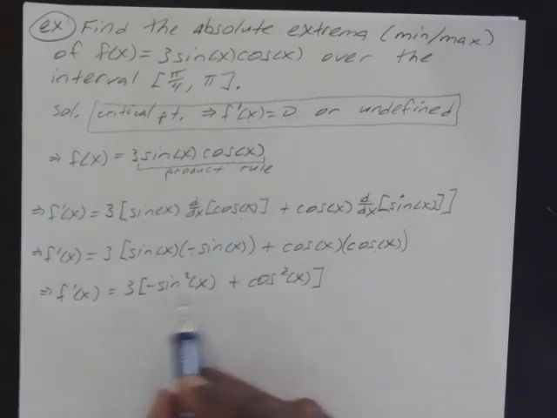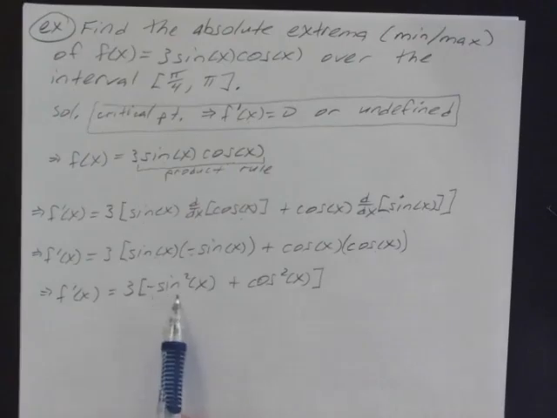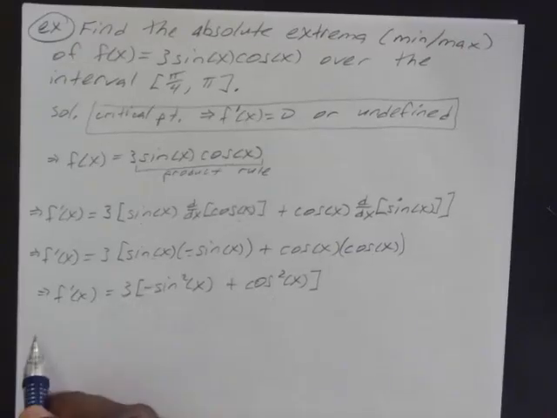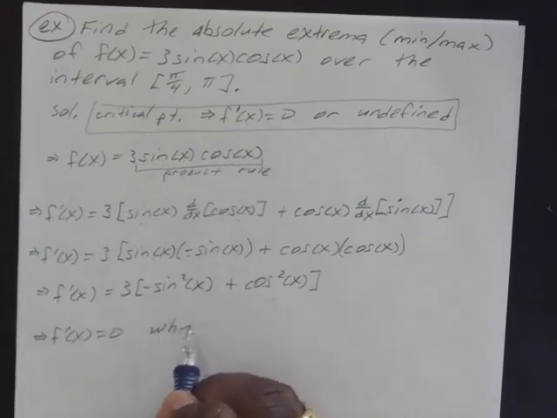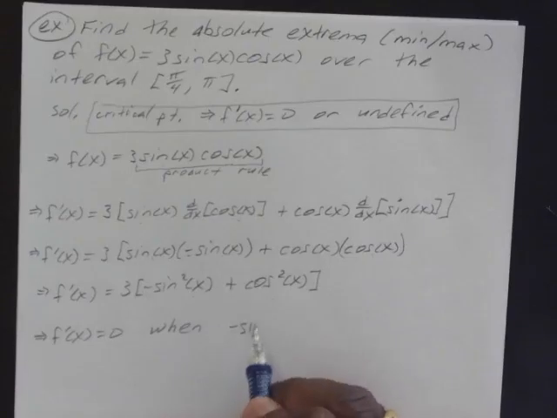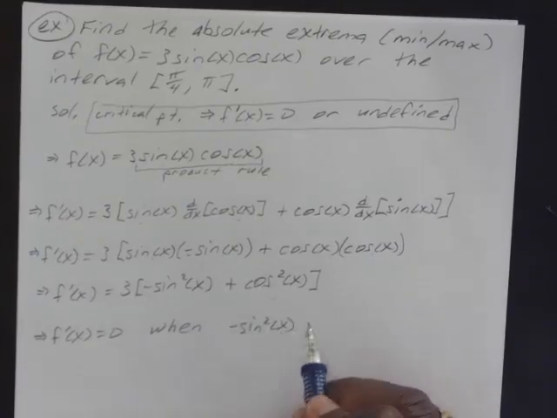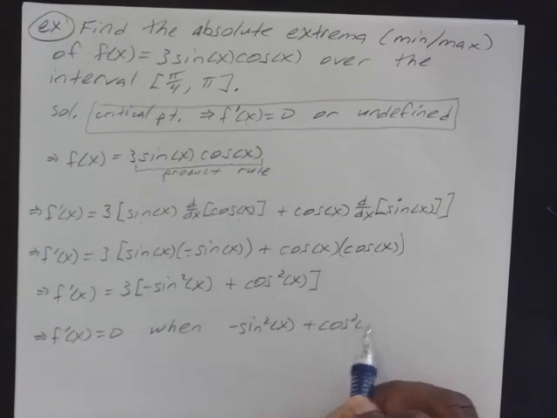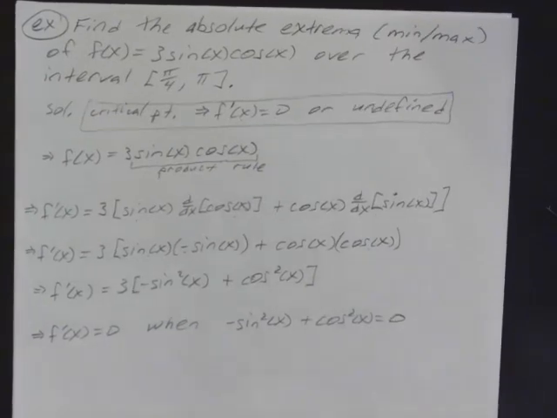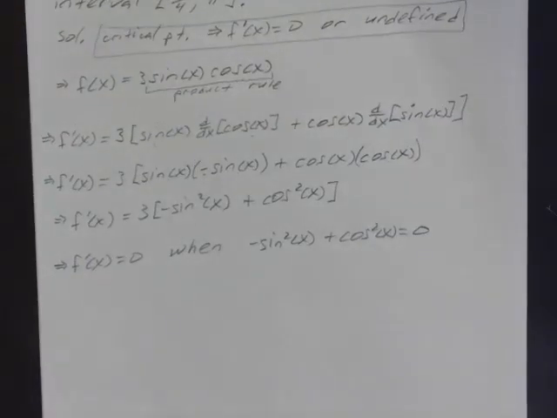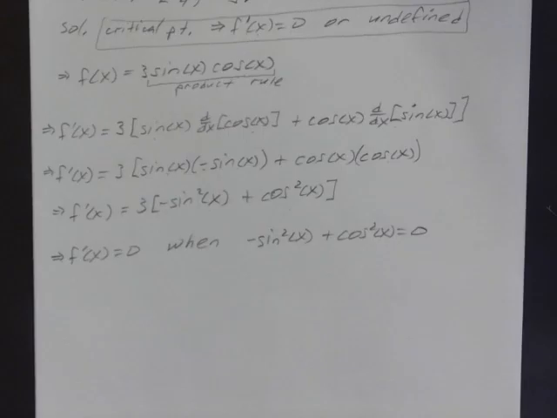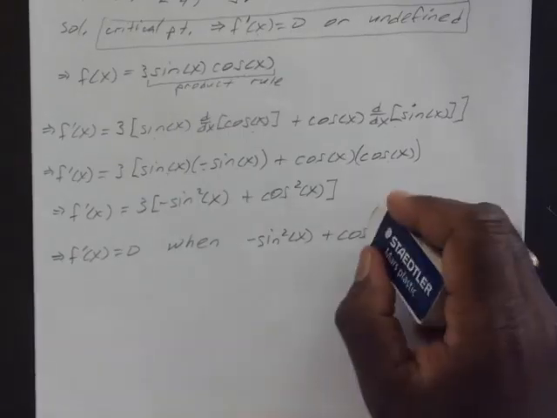Only because that whole thing will equal 0 whenever negative sine squared plus cosine squared is equal to 0. That 3 is just going to be divided out anyway. So f prime of x equals 0 when negative sine squared of x plus cosine squared of x is equal to 0. Uh-oh, didn't even realize it was turning. And make that squared a little bit neater.